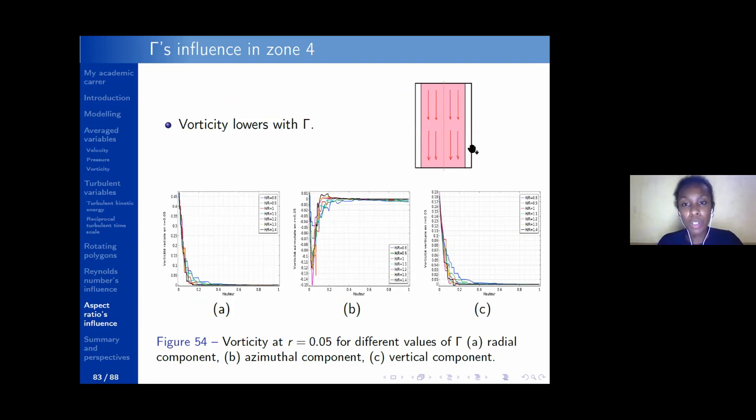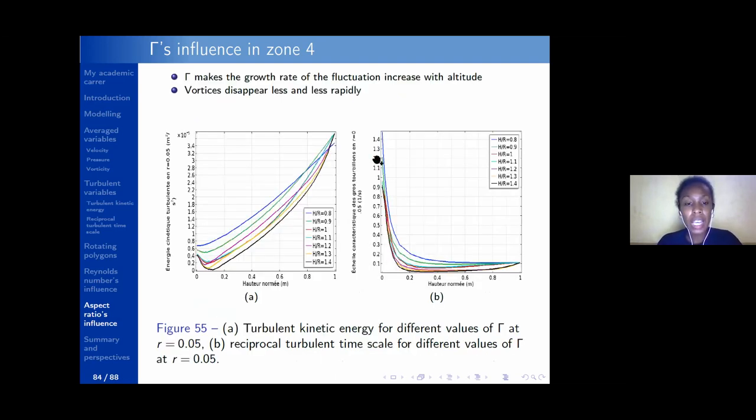Always in the zone 4, vorticity lowers. And here with the variation of K and omega, we still have the two groups of curves. Gamma makes the growth rate of the fluctuation increase with altitude, and vortices disappear less and less rapidly in the fourth zone.